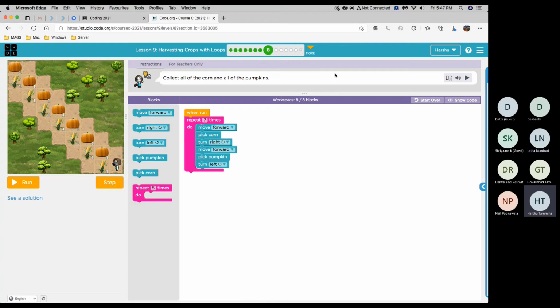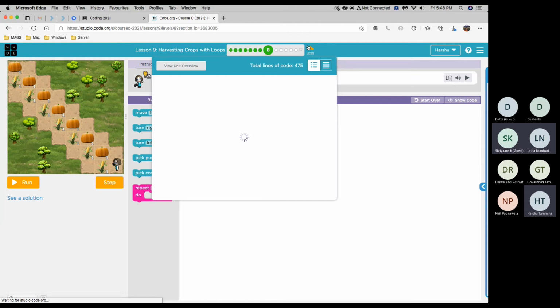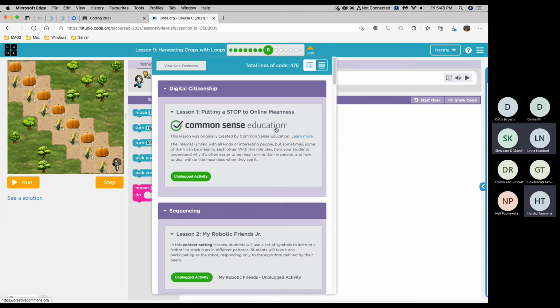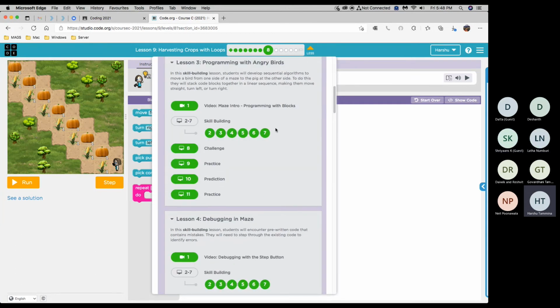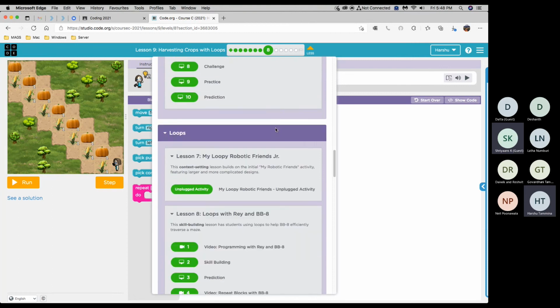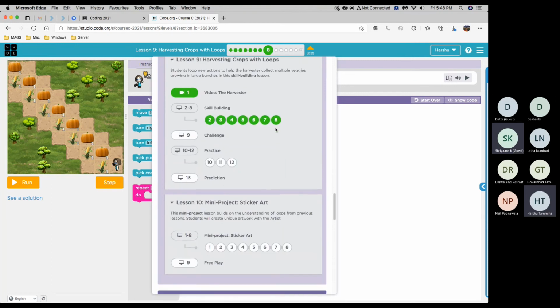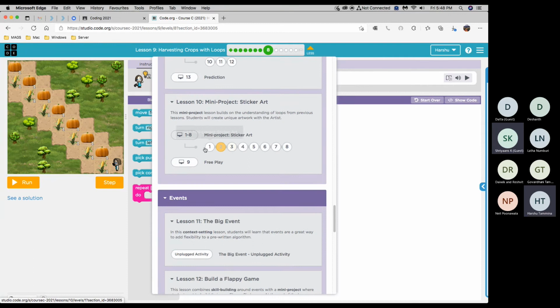Does anyone have any questions so far? I think that's a no. We'll start lesson 10, but we won't finish it today. So how many levels are we doing in lesson 10? I'm not sure. Let's see how much time it takes us. I would say probably till level 5 or level 6 today.